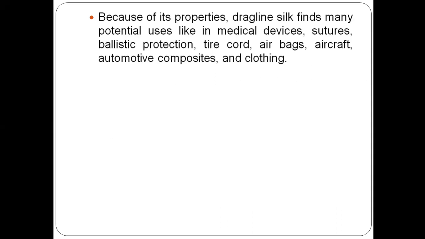manufacturing purpose. So because of its properties, drag-line silk finds many potential uses, like in medical devices, shoes, ballistic protection, tire cord, airbags, aircraft, automotive, composites, and clothing, etc. So it's not only for the clothing. You can see this protein has several uses, so that the goats are produced where in the milk this particular protein will be excreted. So then it will be extracted from the rest of the components and utilized as the spider silk. It has several uses.